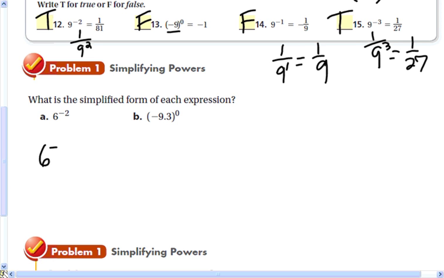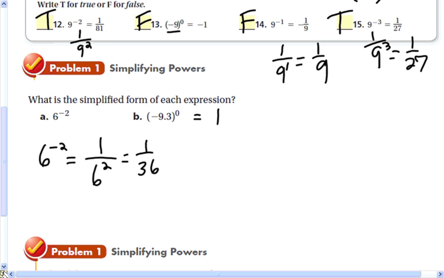All right, so what is the simplified form of each expression? Well, to deal with the negative exponent, all you have to do is turn it into a fraction, and the denominator is that same base with the positive exponent. Simplifying that, let's get rid of the powers to be completely simplified, and that would be 1 over 36. The second one, negative 9.3 to the 0 power, is equal to 1, because any number to the 0 power is 1, except for 0. 0 to the 0 power is undefined.